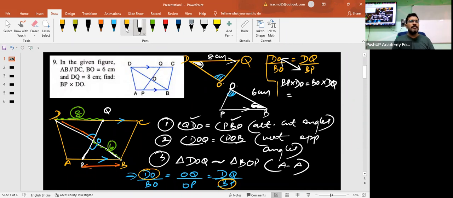I think the value was given to you ready-made, isn't it? The value of BO is 6 centimeter. DQ is 8 centimeter. 6 into 8 becomes 48 centimeter square. Okay, 48 centimeter into centimeter. No, Anika?